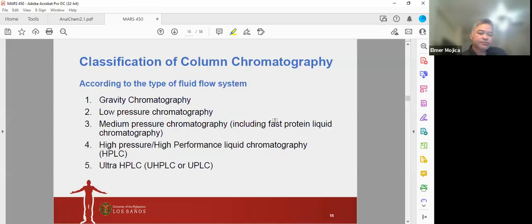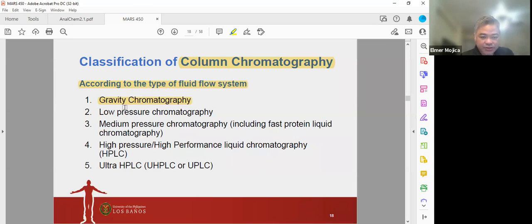Okay, in our introduction to liquid chromatography, we said there's planar chromatography and column chromatography. So let's try to look at the classification of column chromatography. This is according to the type of fluid flow system. The simplest one that we have here is the gravity chromatography. This is what you did when you packed a column. We're going to discuss them one by one as we go on.